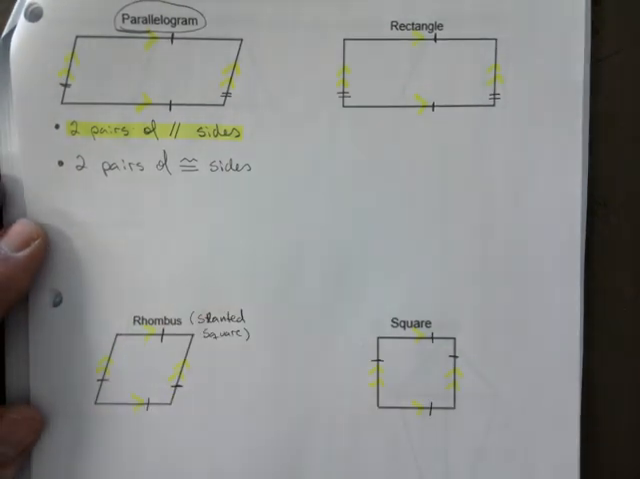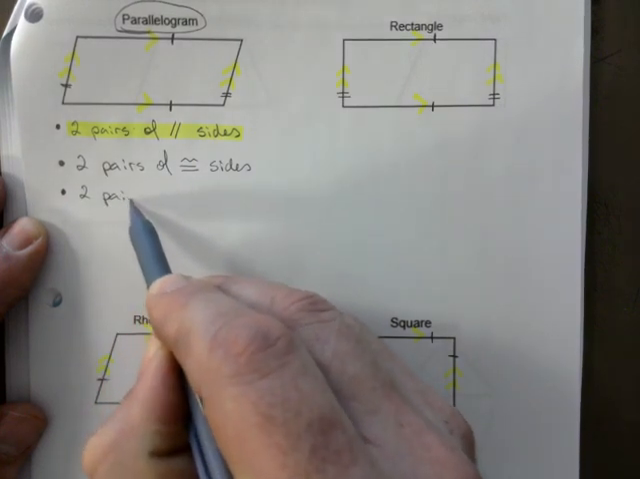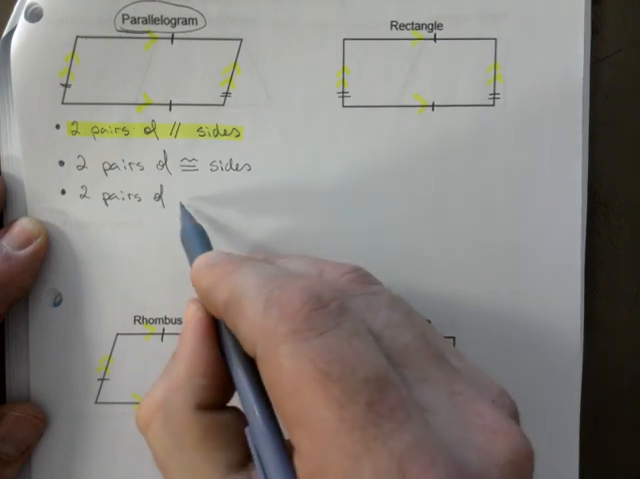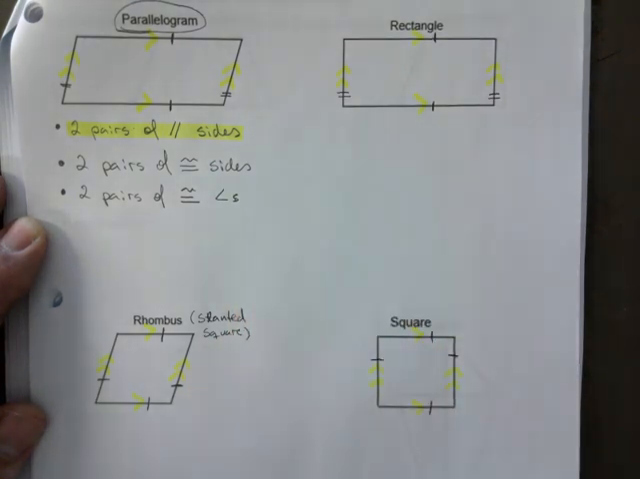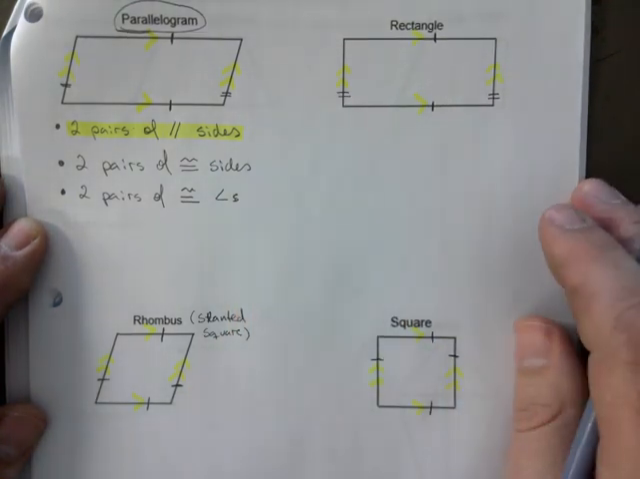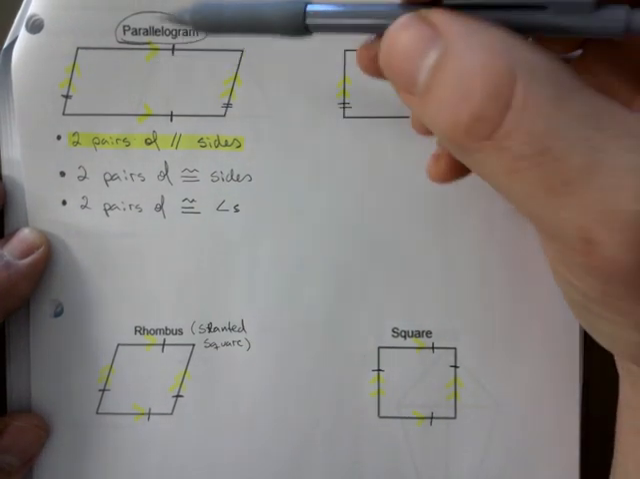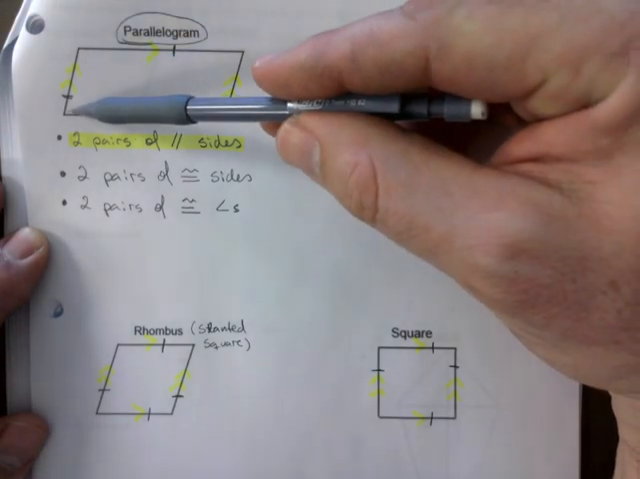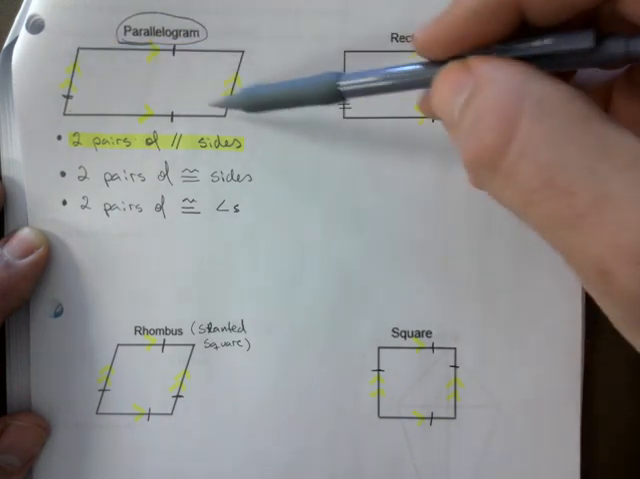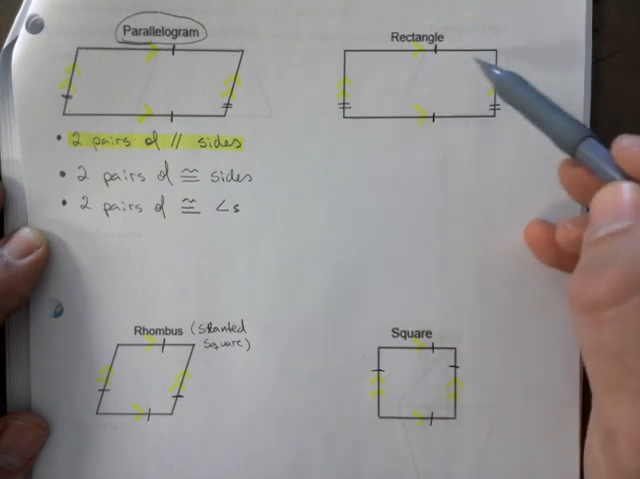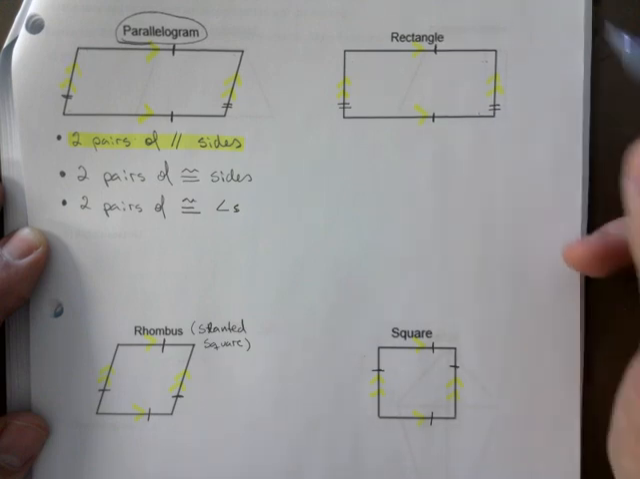As well, the third property here: two pairs of congruent angles. I'm not going to label that because it will get too messy. But watch up here, the parallelogram. This angle here would be the same as this angle there. This angle here would be the same as that one there. And obviously the 90s, right? These two are 90s. They would be the same, 90 and 90, right? So keep that in mind.